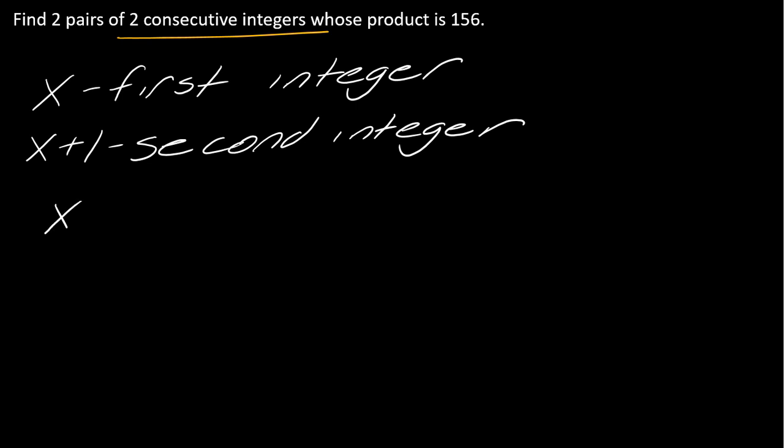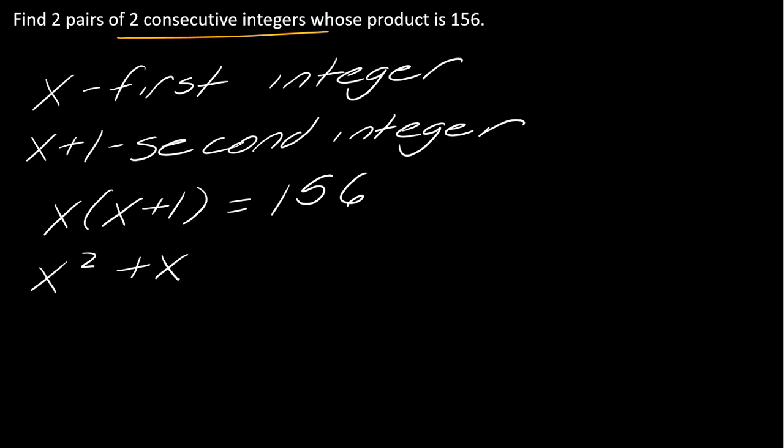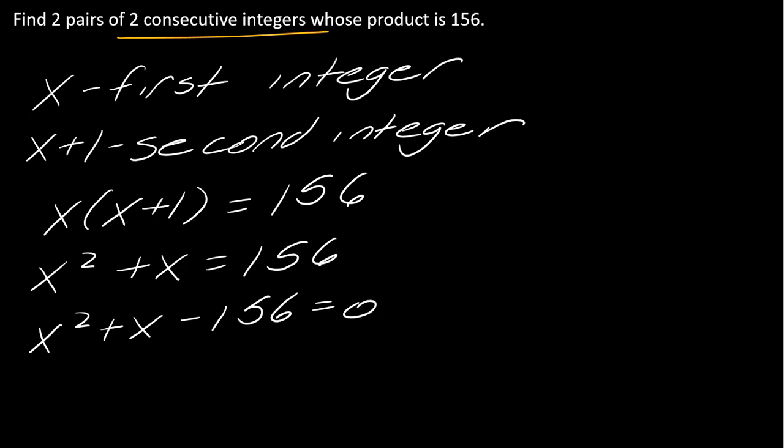If I take the first integer times the second integer, what should that equal? 156. And now I have a little problem here. I can go ahead and distribute, so this becomes x squared plus x equals 156. Now I can see that this is definitely quadratic. A lot of times with quadratics, we like to have them equal to 0, so I can subtract off that 156. Now this just comes down to, can I factor this?